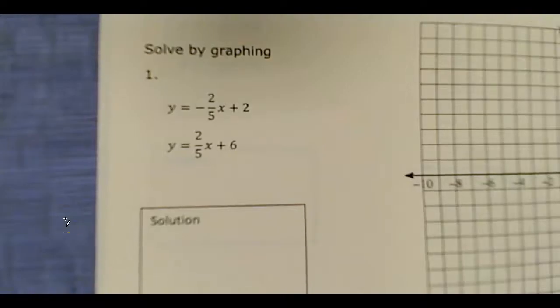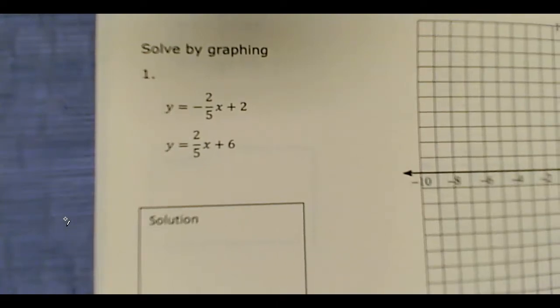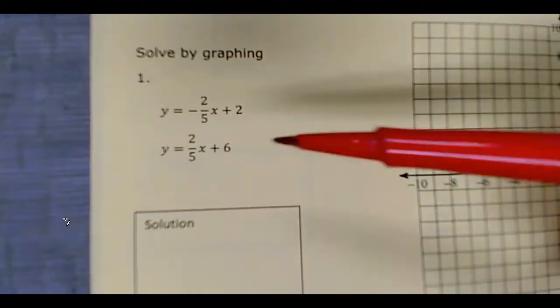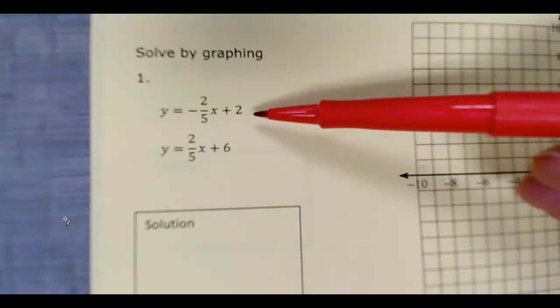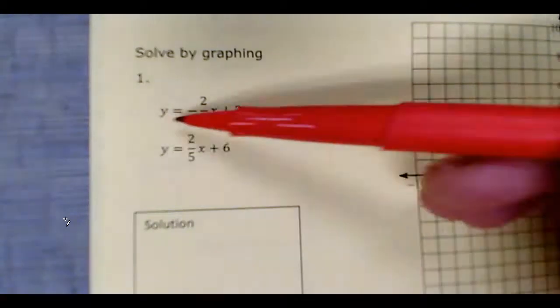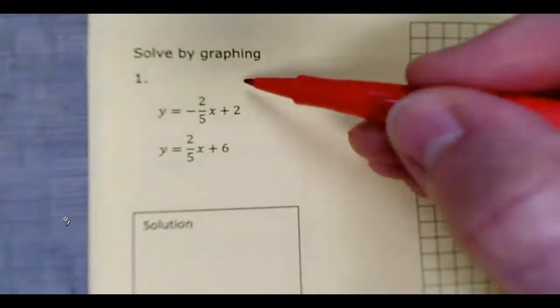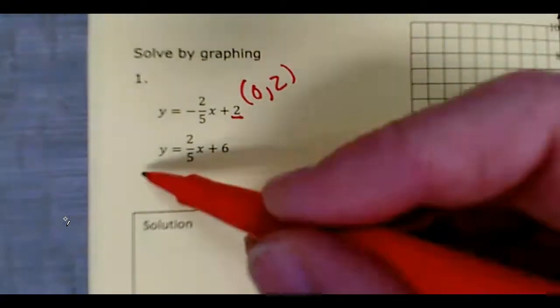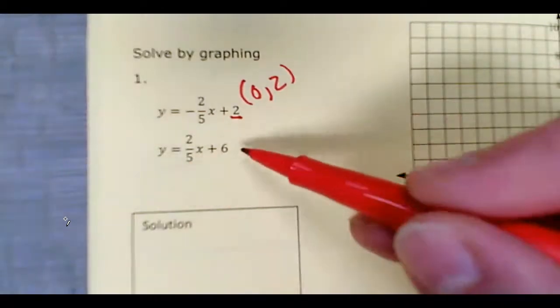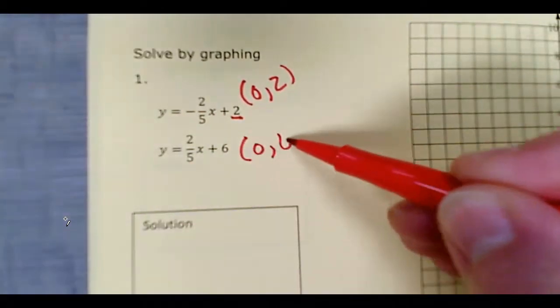This is the system that we're going to solve using graphing. Why is it a system? Do you see two equations? And do you see that they are both solved for y? What is the y-intercept for this equation? Do you recognize it as y equals mx plus b form? Where is this equation going to cross the y-axis? Where is this equation going to cross the y-axis?